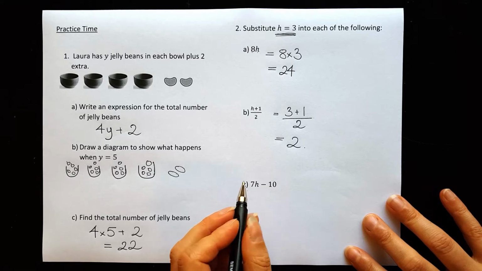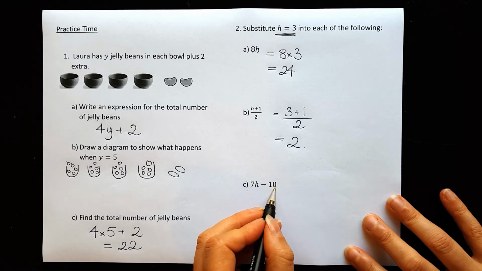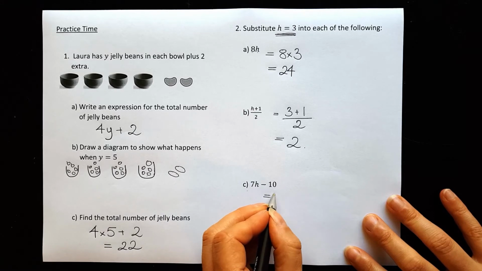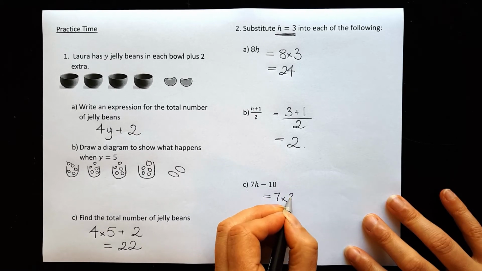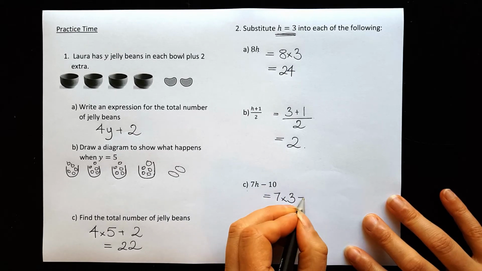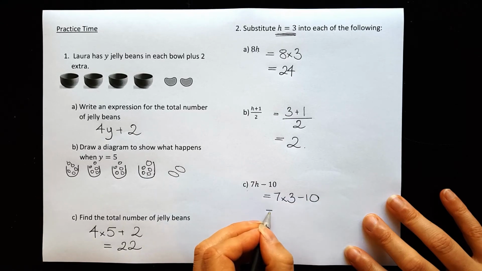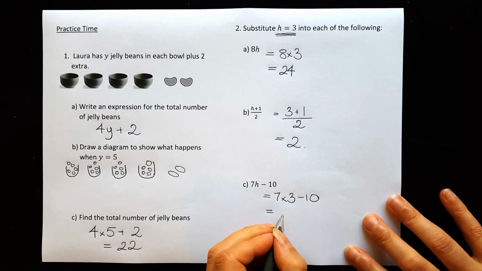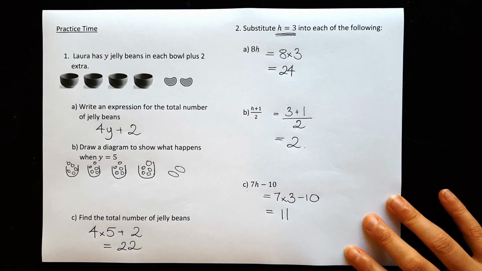And C, we have 7h minus 10. This is 7 times h, so we can write that as 7 times by 3 minus 10. Okay, then we calculate 7 times by 3 is 21. Subtracting 10 off that will give us 11. Hopefully you got those answers.